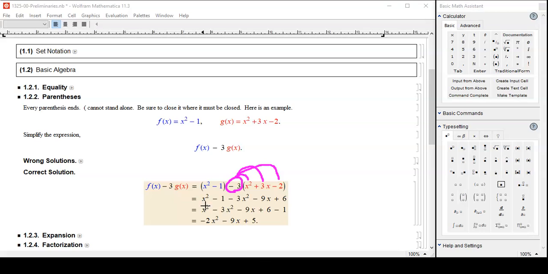So here, x squared minus 1, I'm not subtracting 1, I'm adding negative 1. Same thing goes here. The sign is a part of the next number, so I'm multiplying negative 3 times x squared. So we have negative 3x squared. Next, I multiply negative 3 times positive 3x. So we get negative 9x. Finally, negative 3 times negative 2, so it's positive 6. Those are the three terms that I'm adding. They're all additions, you see.